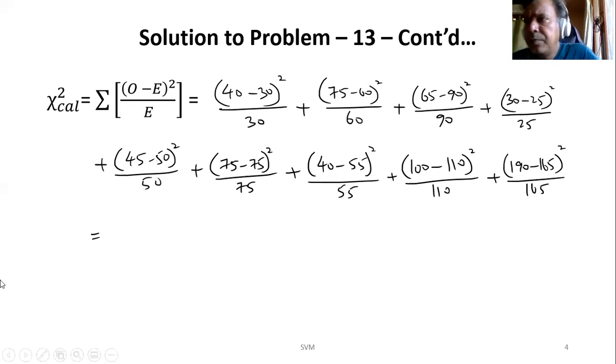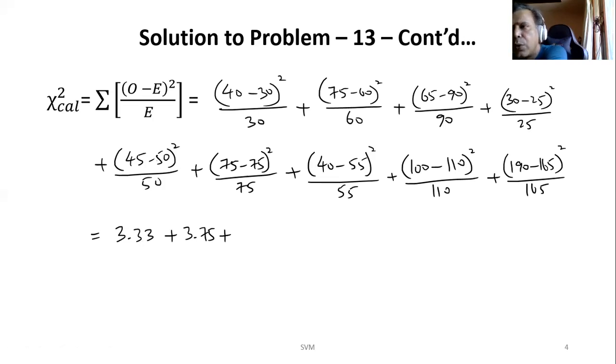So here, first one, if we look into, it is 40 minus 30, which is 10. 10 square is 100. 100 by 30. So we get 3.33. Then 75 minus 60, which is 15. 15 square is 225. 225 by 60, we get 3.75. Then 65 minus 90, which is actually negative 25. Negative 25, if I square it, I will get 625. 625 by 90 is 6.94.